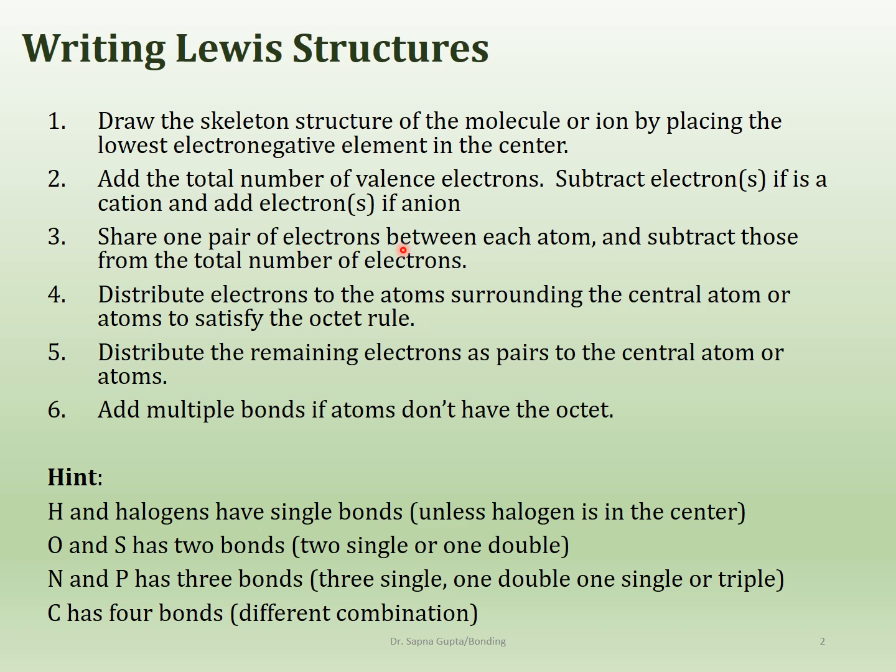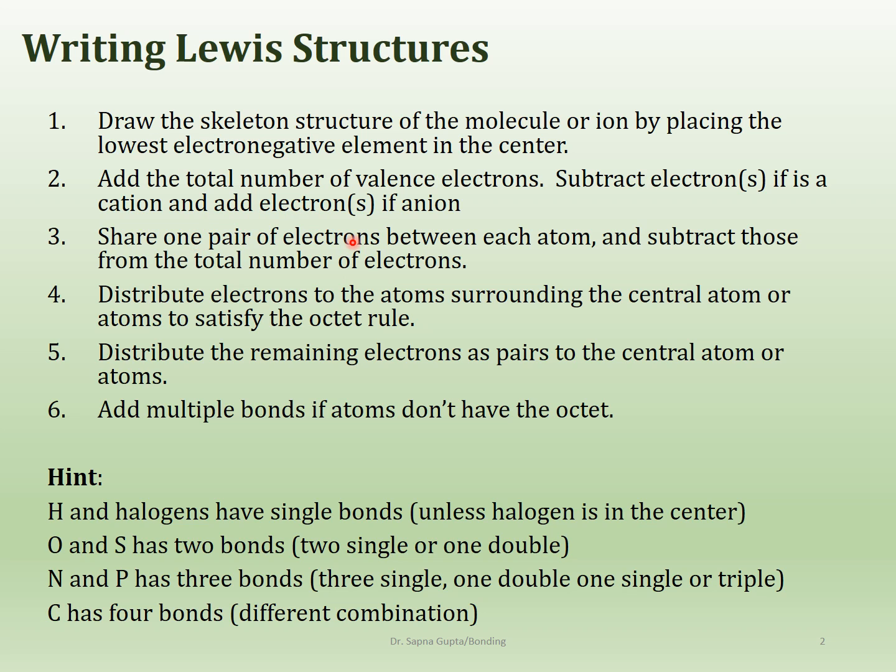Then the third thing you do is start drawing the structure out, okay, which means that share 1 pair of electrons between each atom. No atom is going to be disconnected, okay, everything has to be connected. So there has to be at least 1 pair of electrons, okay, that is being shared. You can have more, you can have double bond, triple bond, that's true, but you will have at least a single bond. And then what you will do is you will subtract those electrons from the total number of electrons from step number 2.